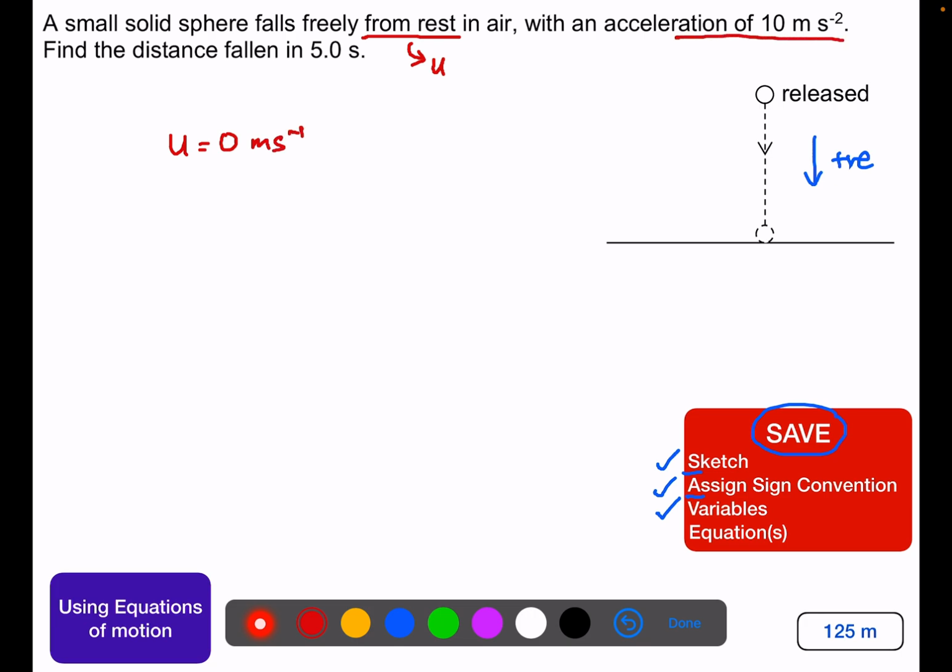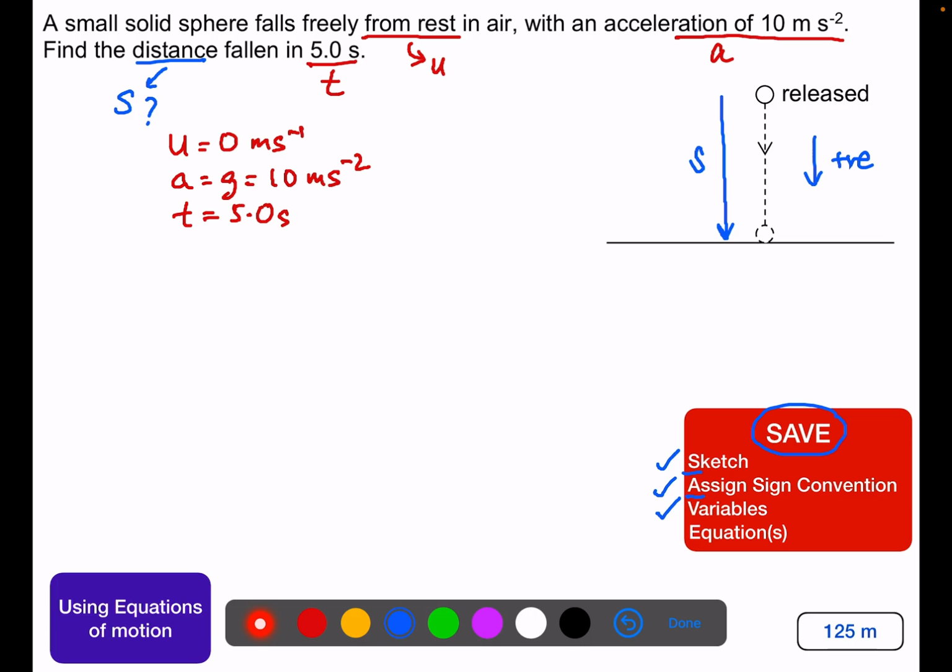And it falls with an acceleration of 10 meters per second squared, and this must be our acceleration due to gravity, 10 meters per second squared downwards, positive since down is positive, and it's going to fall in a total time t of 5 seconds. That leaves us with the unknown: find the distance traveled, the displacement. This displacement is also downward, so we expect a positive displacement in our calculation.